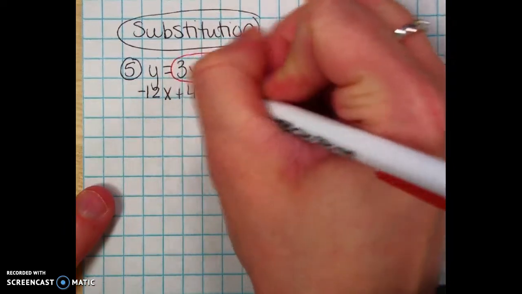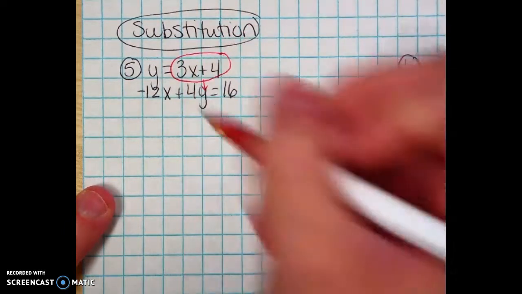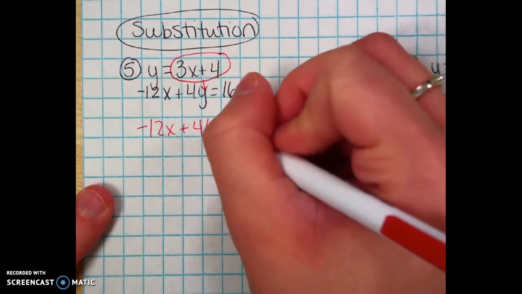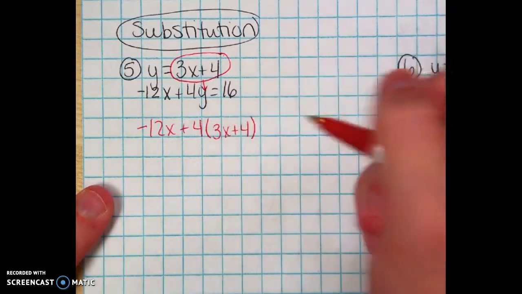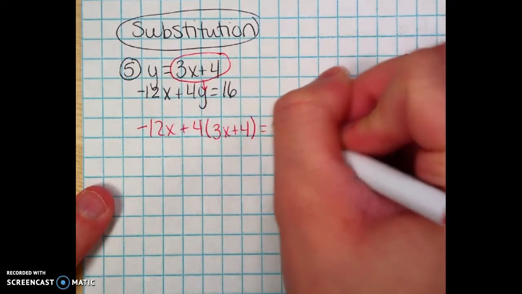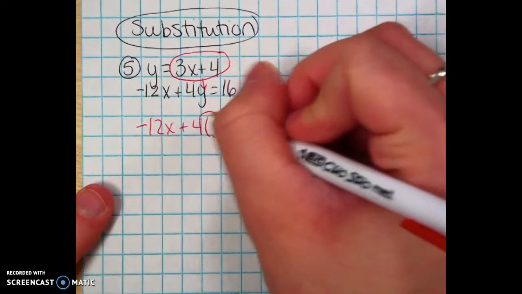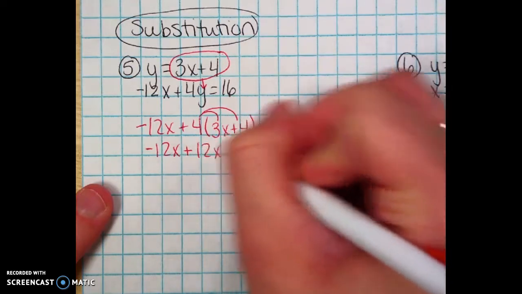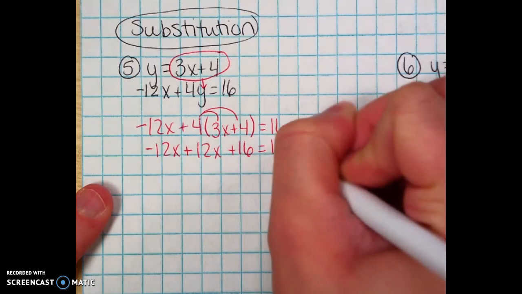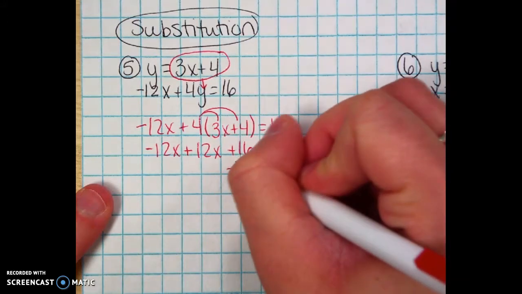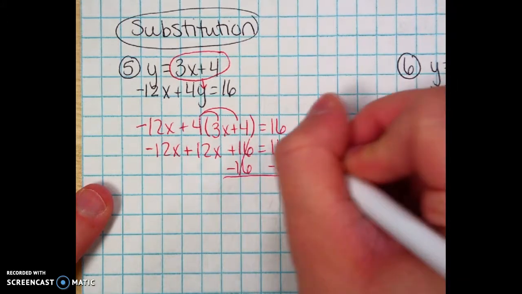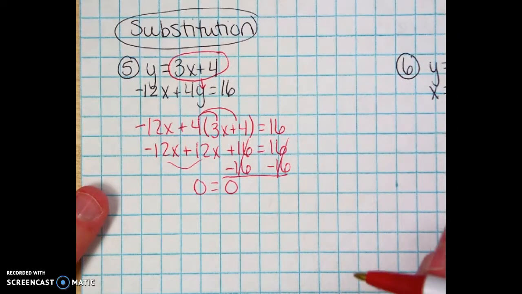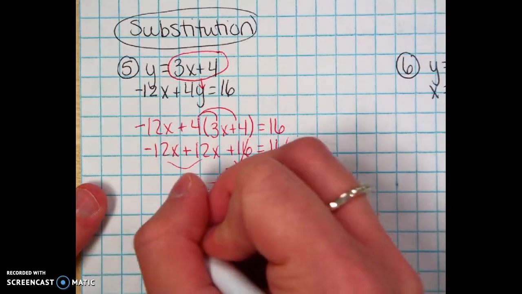Okay, for this one you should have substituted in for the y. So negative 12x plus 4 times 3x plus 4 equals 16. Distribute the 4. I get negative 12x plus 12x plus 16 equals 16. I'm going to subtract 16 from both sides. Those cancel out, and those cancel out. I get 0 equals 0. So if you get something that's true, it is infinite solutions.